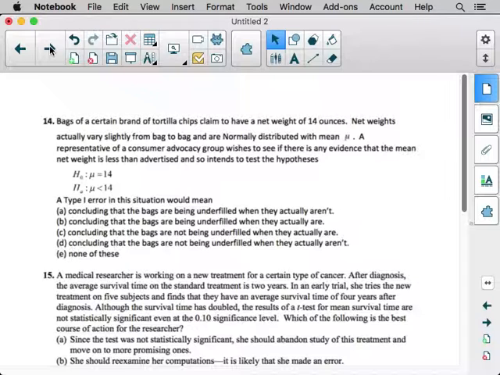Reject the null when you shouldn't. Beautiful. So we don't conclude this, but we should have. No, wait. I'm sorry. Yes. Sorry. You reject when you shouldn't have. We do conclude this, but this isn't true, right? We conclude that it's less than 14 when it's really not. All right. Which one of those matches what I just said? We do conclude this when we shouldn't have. Which one? A. Concluding the bags are underfilled when they actually aren't. Yeah. Beautiful.